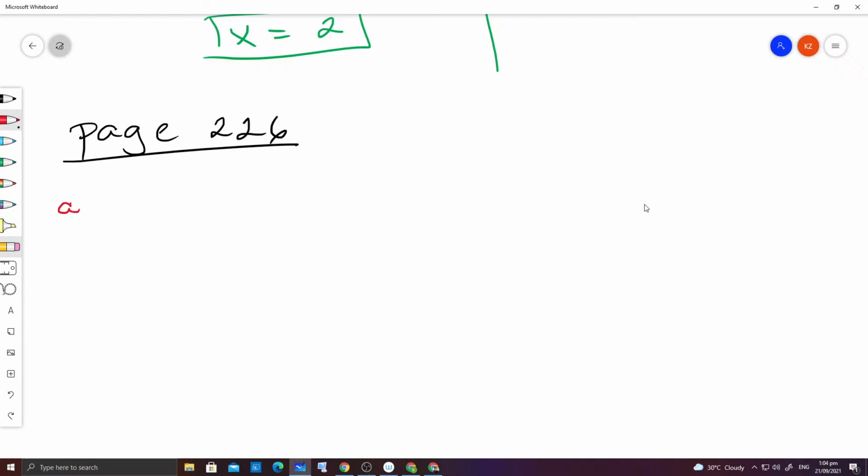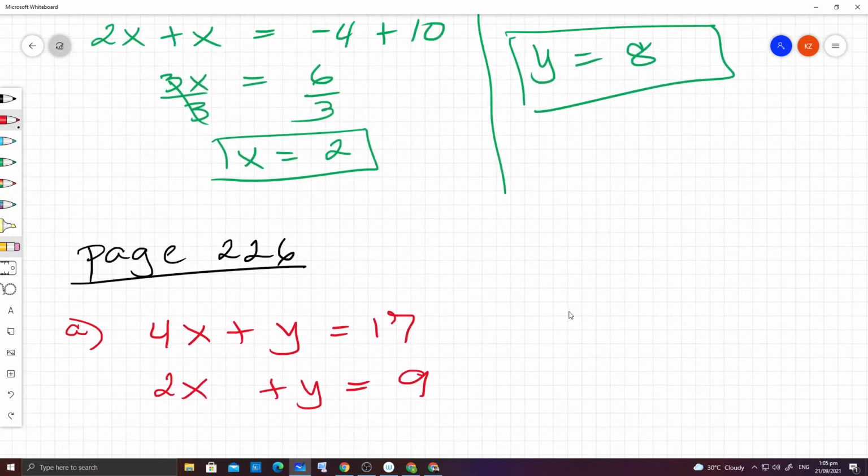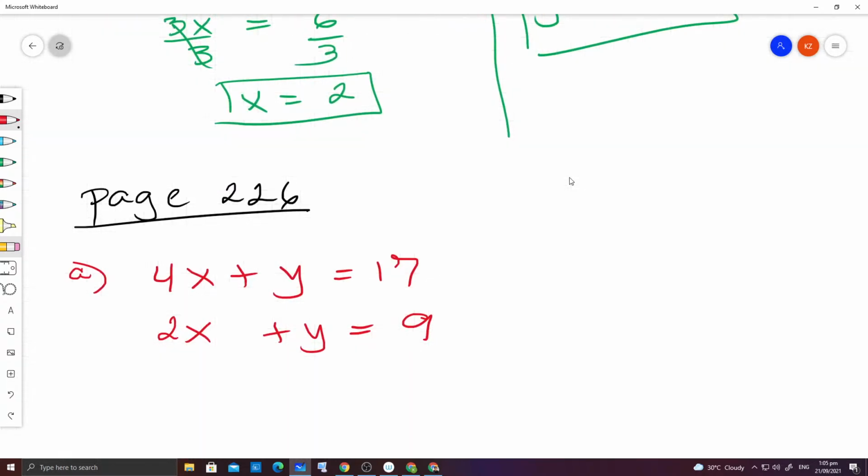For letter A, page 226, number 1. We have 4x plus y equals 17, and then we have 2x plus y equals 9. Now, unlike what we have answered before, in here, on number, what number is that?